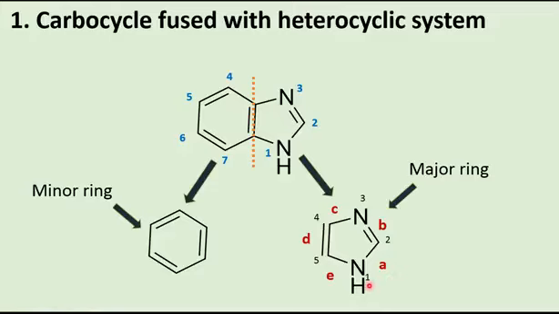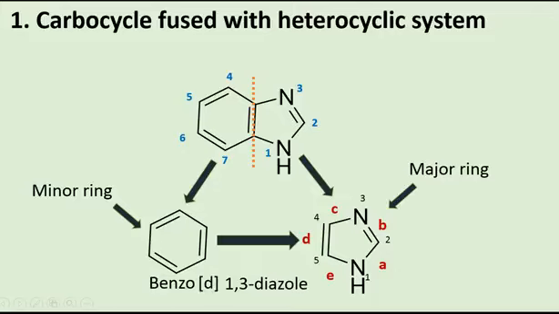So A means 1 and 2 atoms are joined via A. So which bond across which benzene is attached to imidazole? Because it is attached like this, it is D. Benzo 1,3-diazole, okay, this is 1,3-diazole. So these two are joined via the bond letter D.